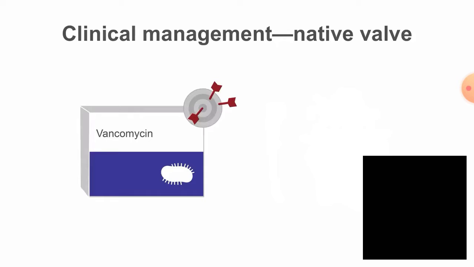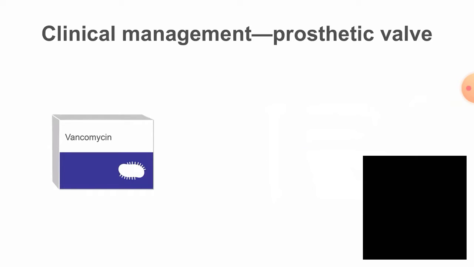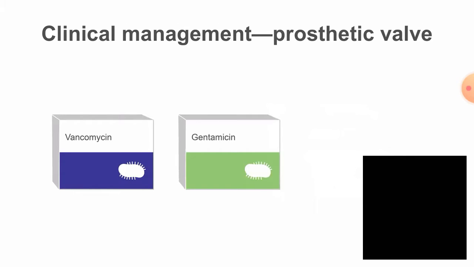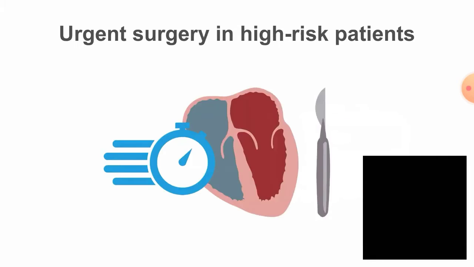However, while awaiting culture results, empirical therapy of native valve infective endocarditis with vancomycin plus ceftriaxone is recommended. For prosthetic valve endocarditis, the combination of vancomycin plus gentamicin plus oral rifampin is recommended because of the possibility of methicillin-resistant Staphylococcus aureus, or MRSA. This combination is also recommended for methicillin-resistant Staphylococcus epidermidis, MRSE. Adjustment of antibiotics can be made by an infectious disease specialist when available.